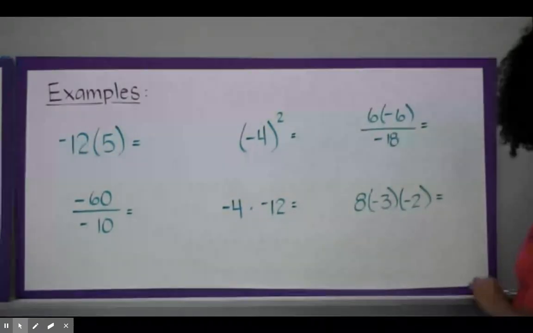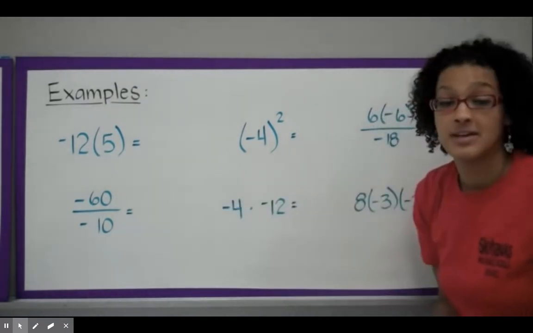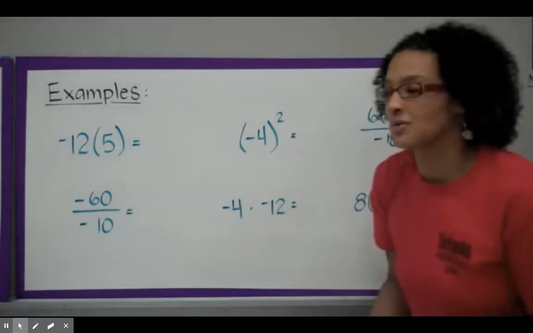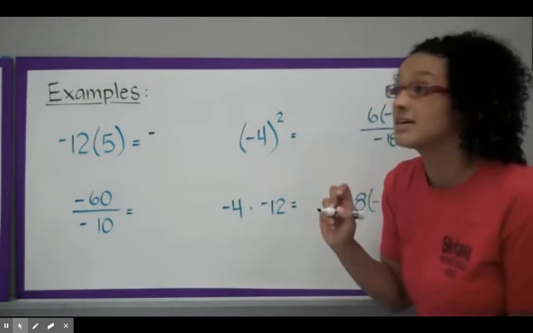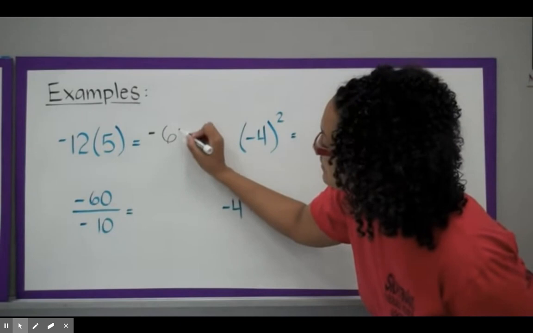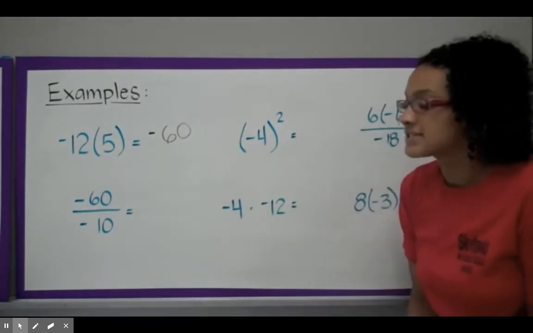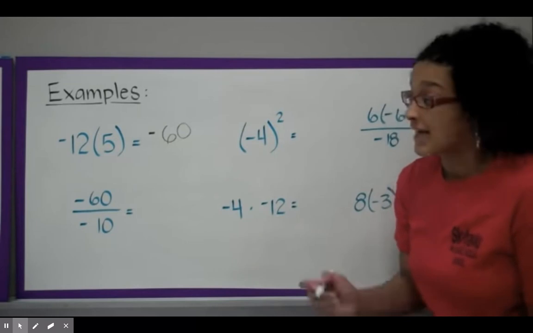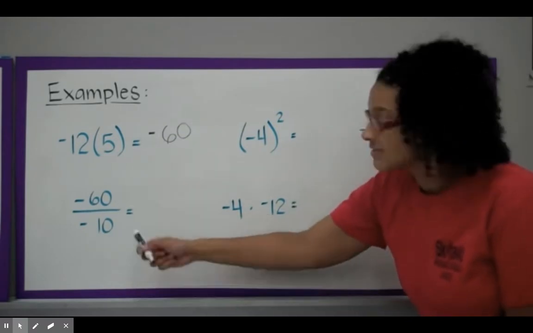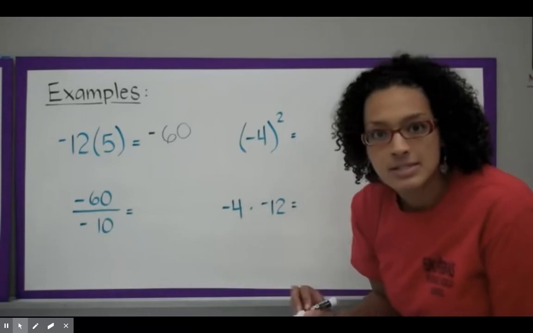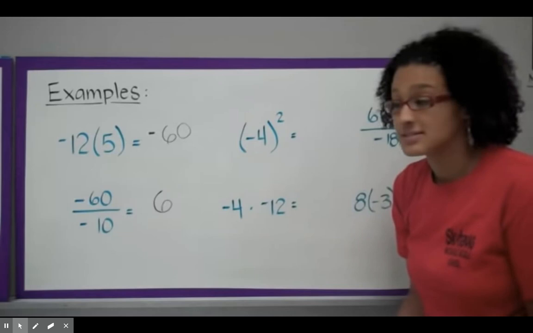All right. Our first one, a negative times a positive. They have different signs, so my answer is going to be negative. And 12 times 5 is 60, so that's a negative 60. What about here? Negative 60 divided by negative 10. They have the same sign, and so when the two numbers have the same sign, it's going to be positive. 60 divided by 10 is 6, and it's positive 6.